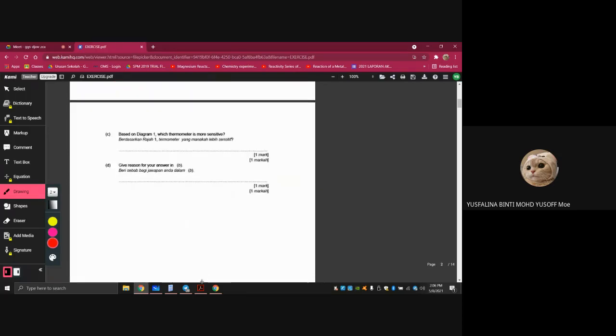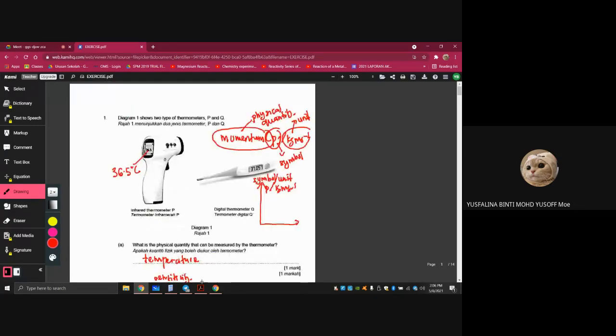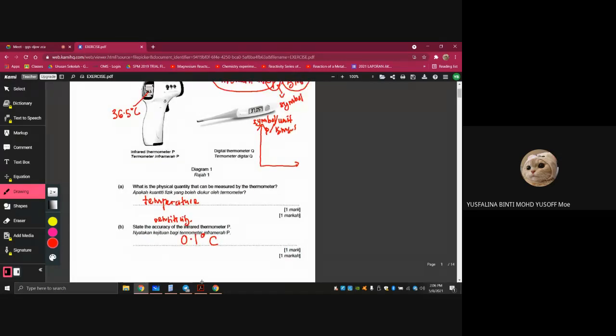Based on diagram 1, which thermometer is more sensitive? If you compare both P and Q, which one is more sensitive? P or Q? Q. Okay. So why Q?